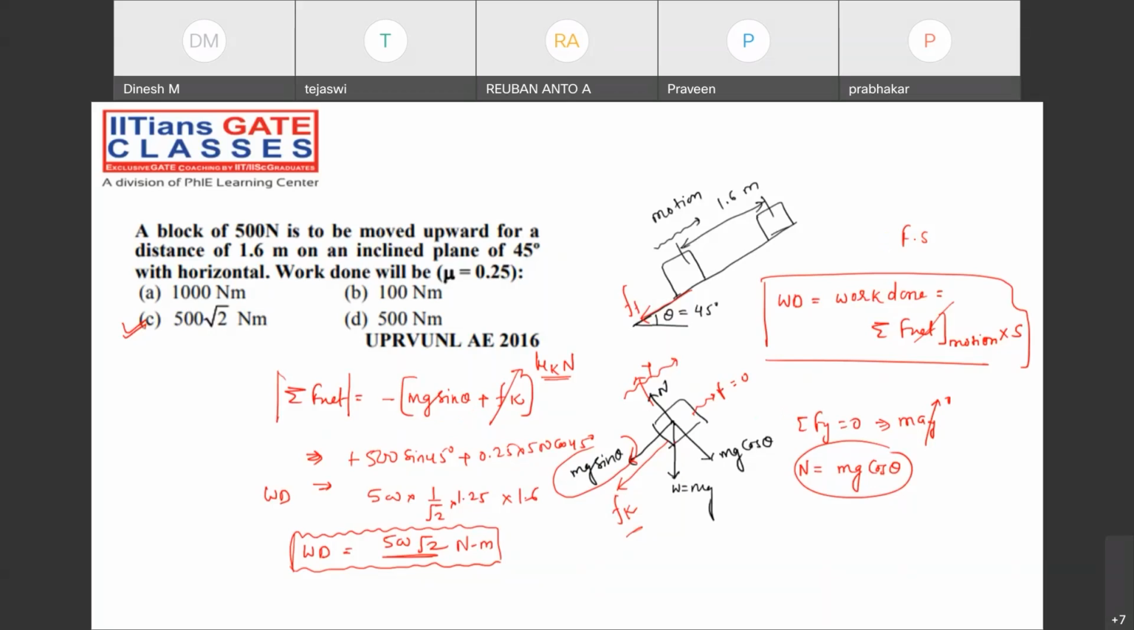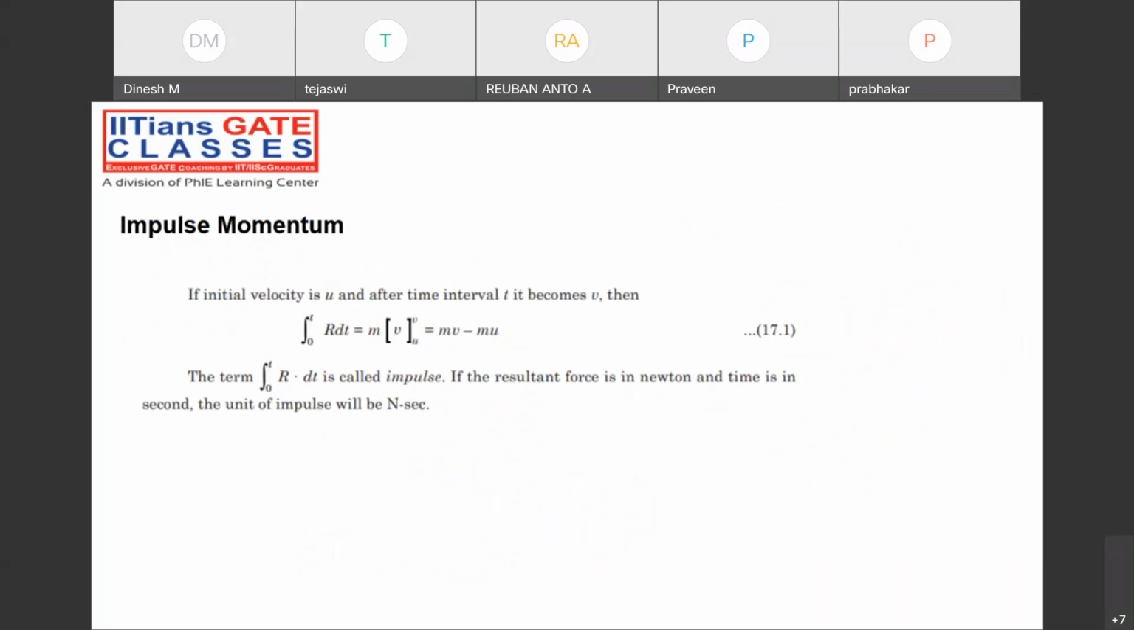Now we can discuss the impulse momentum theorem. Once it is done, please let me know. Done? Perfect. Thank you. Note on the impulse momentum theorem.